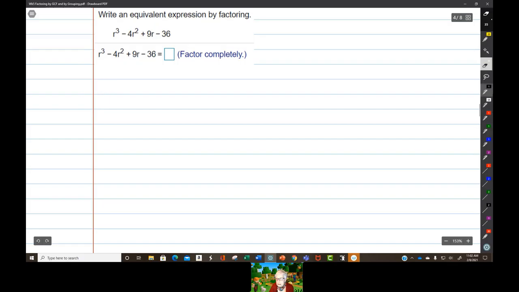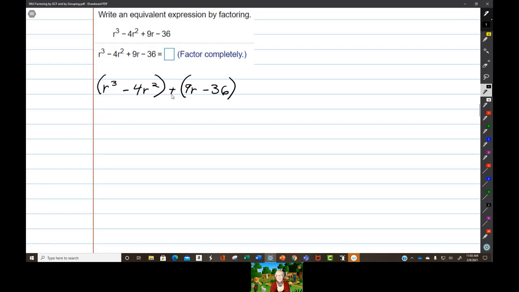So I'm going to do this like 3 or 4 times for you, and I'm going to do exactly the same steps. How do I do this? Well, I write it. R to the third minus 4R squared plus 9R minus 36. The first step of grouping is to put parentheses around the first two terms and parentheses around the second two terms and make sure that you have a plus in the middle.